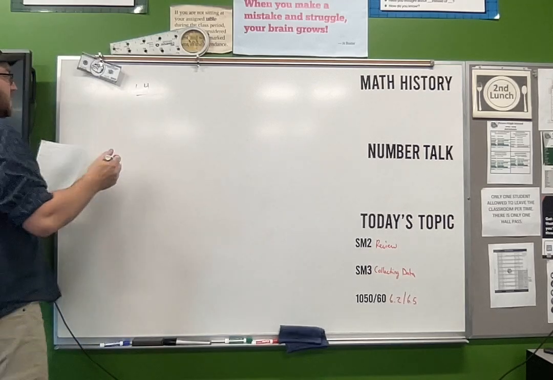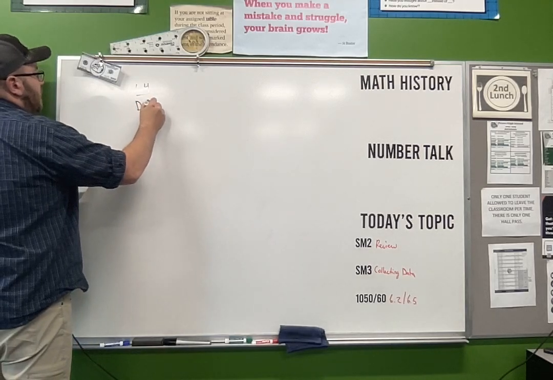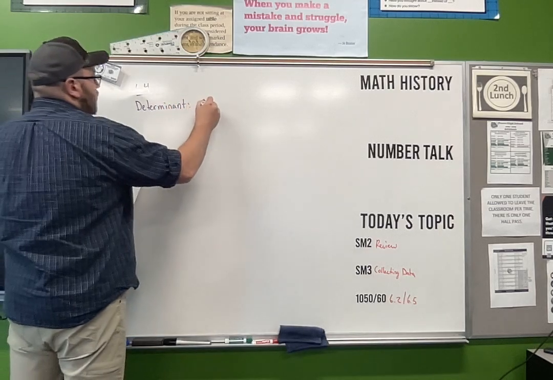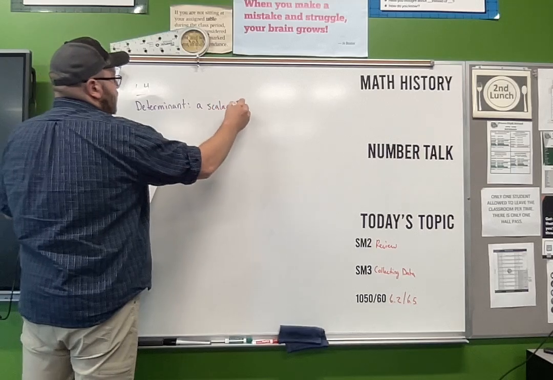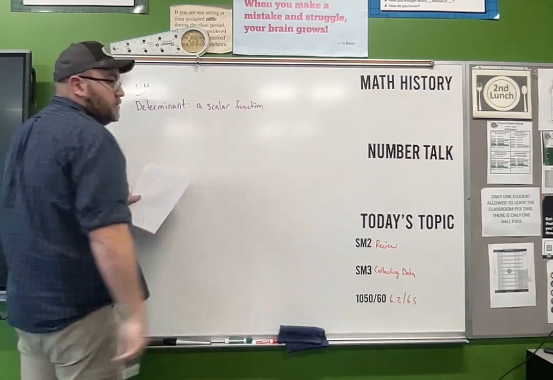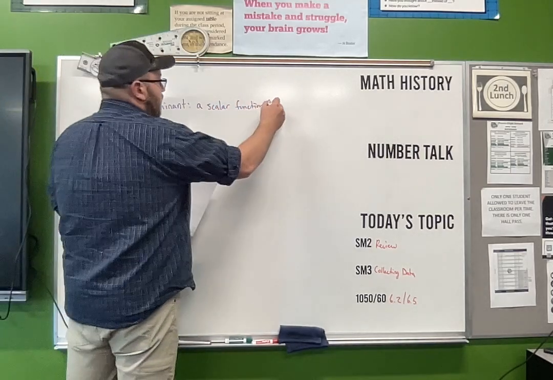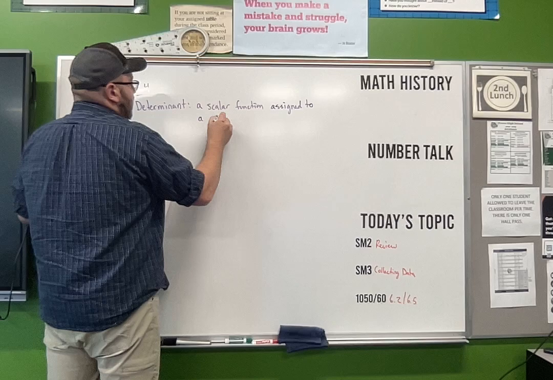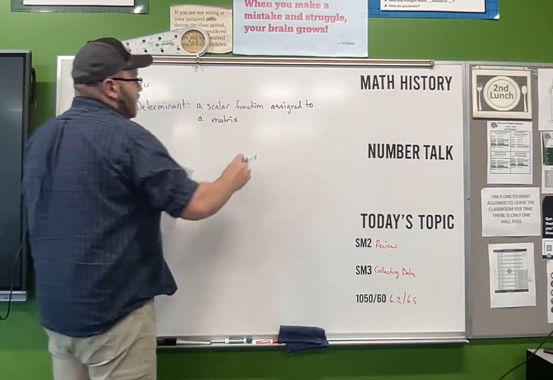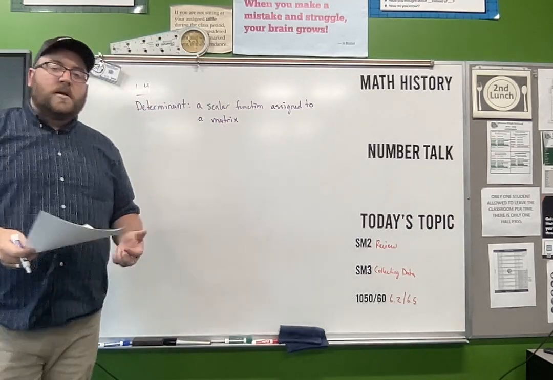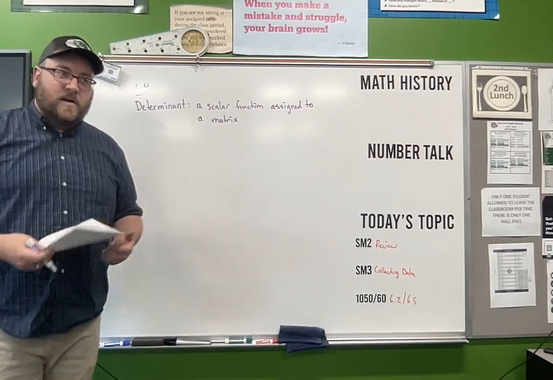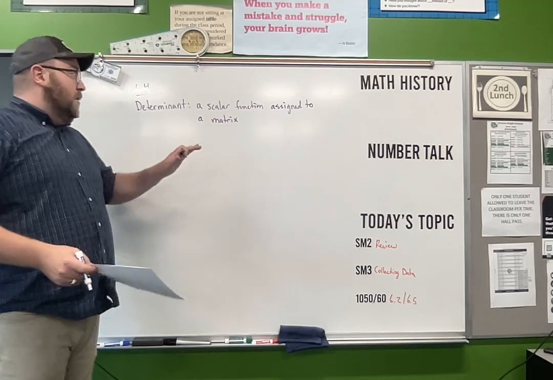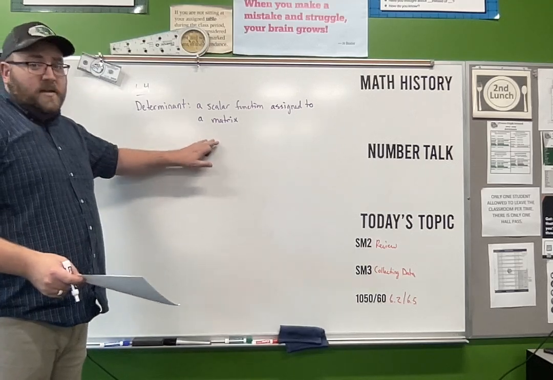So 6.4, some vocab. We have the vocab determinant. So determinant is a scalar function. Remember, scalar is just a number assigned to a matrix. Now, this, in my opinion, is a terrible definition, but it's a definition from the book, and it's a definition for a college algebra class that hasn't really talked about matrices a whole lot, or it's brand new. But this is a really bad definition.